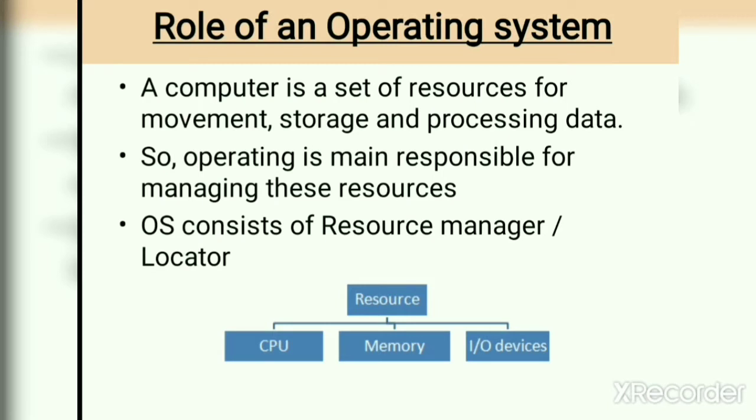The next topic is the role of an operating system. So what is the main function of an operating system? We know that a computer consists of a set of resources for copying the data, storing the data and processing the data. So here the commonly required resources are input and output devices, memory, file storage space, CPU, etc.